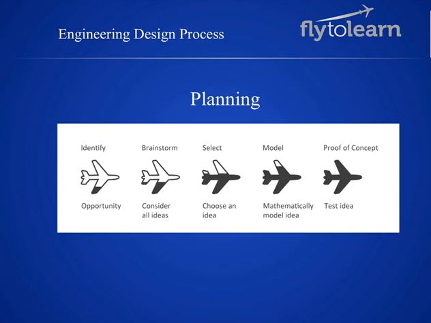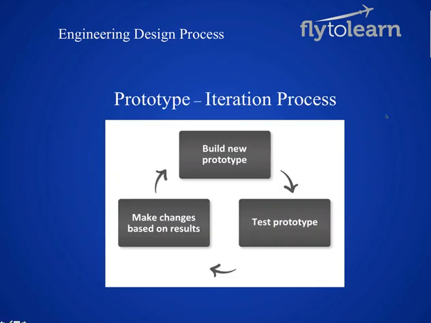The kids learn that, hey, a lot of times research comes from the marketing department telling you, hey, we think there's a need in this area. If we can build an airplane with these specs, we can serve that need. Or there's a new material that's come on, and we can now make our airplane fly better than anybody else and be more fuel efficient. So we talk to kids about planning: identify, brainstorm, select an idea, mathematically model it, test the idea, proof of concept.